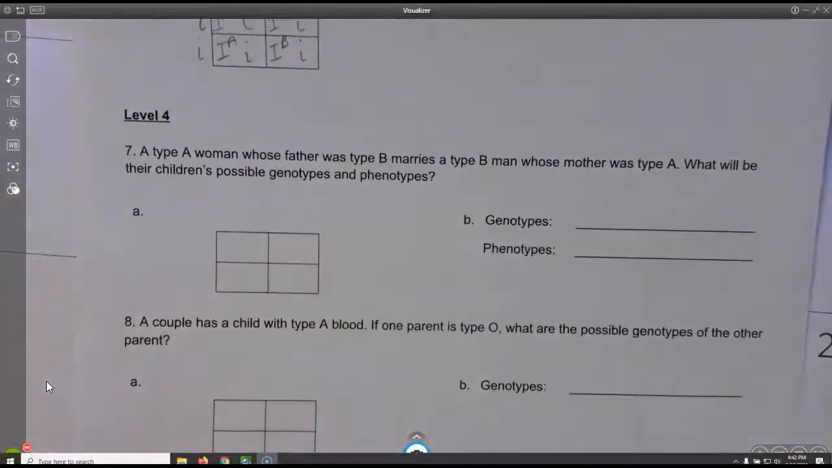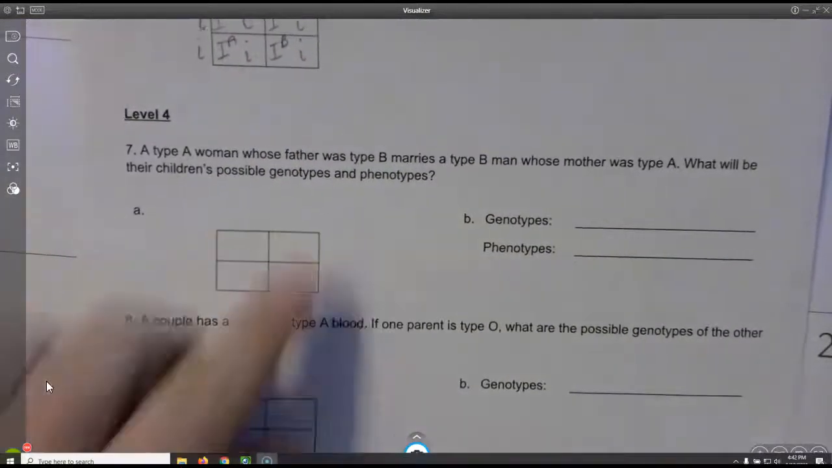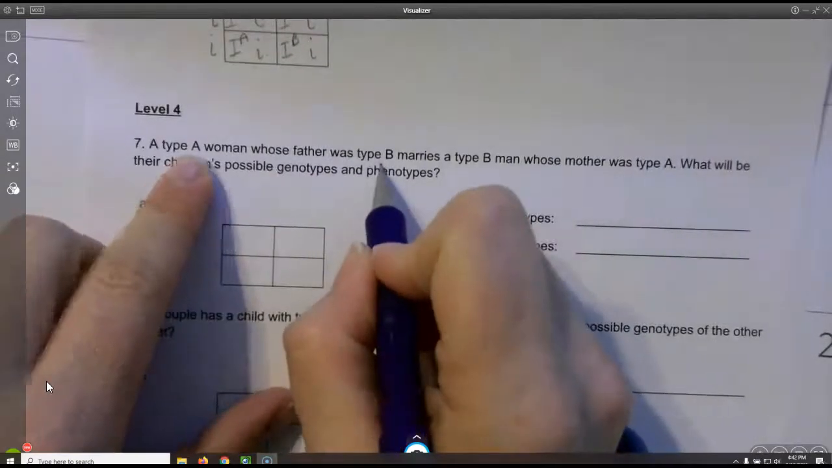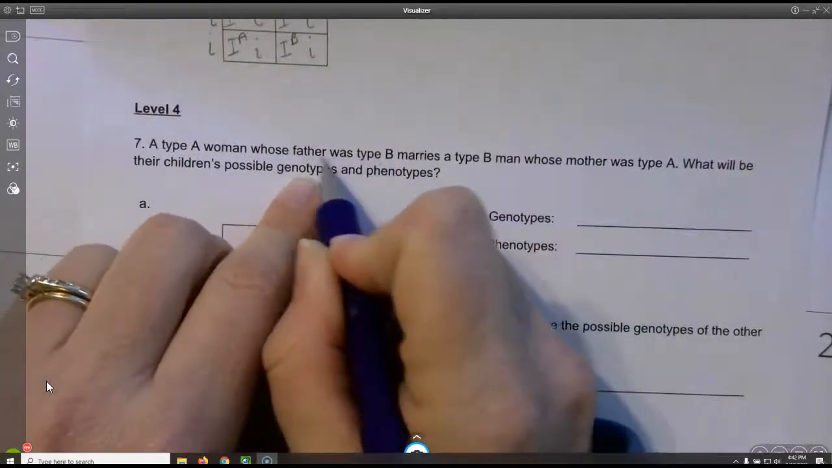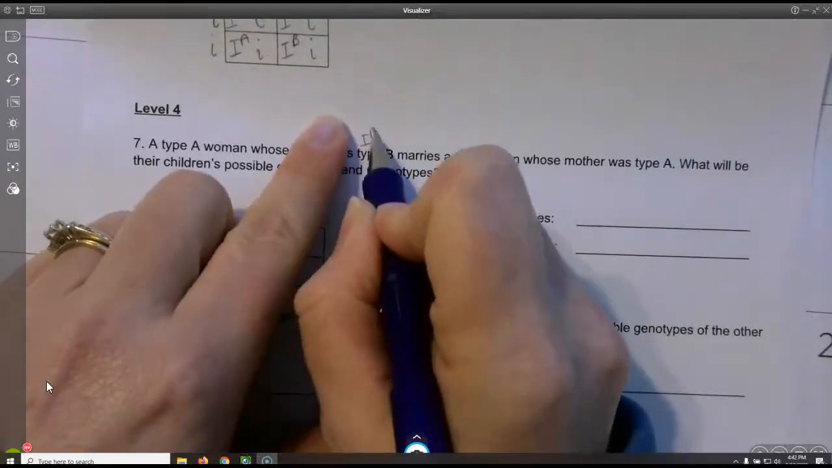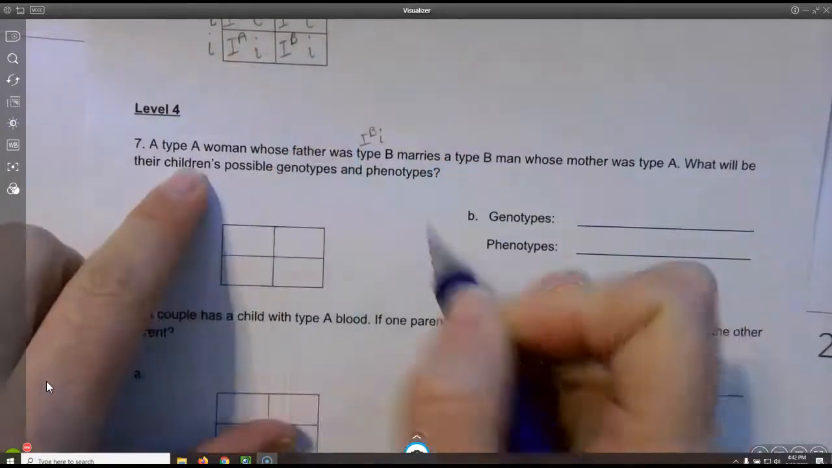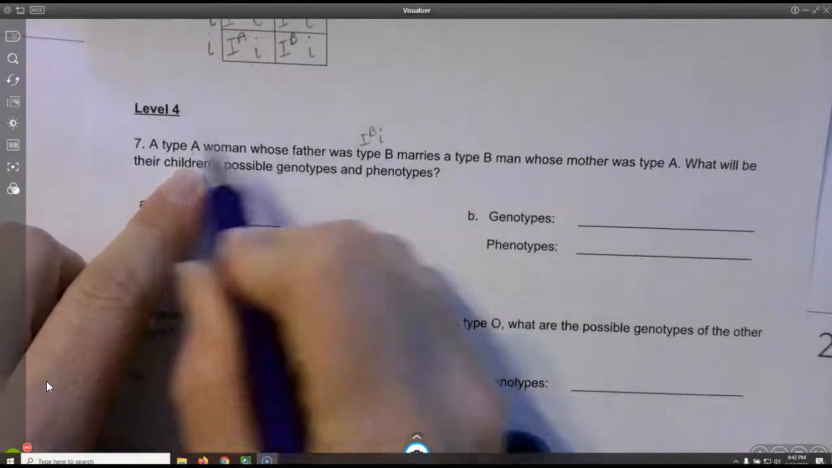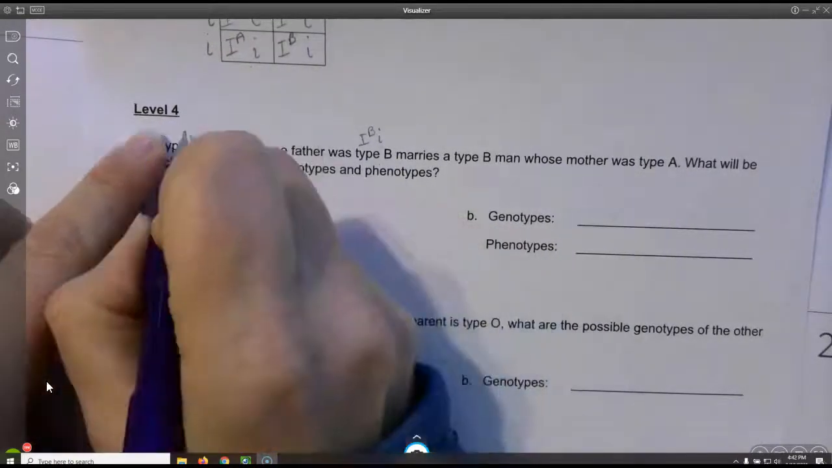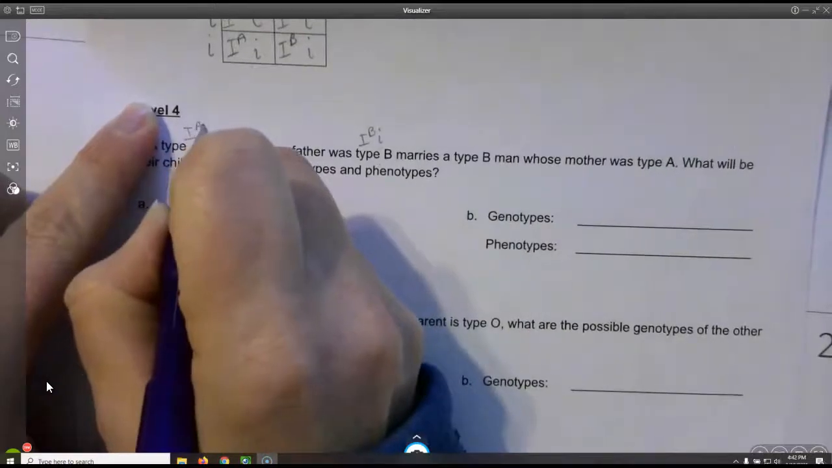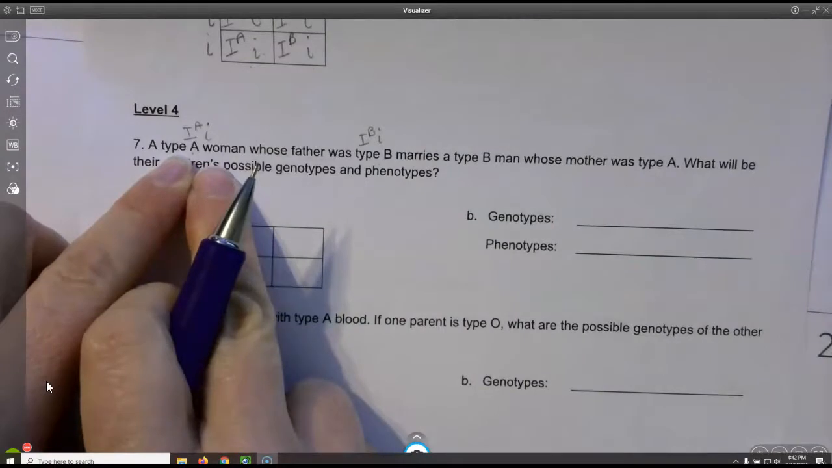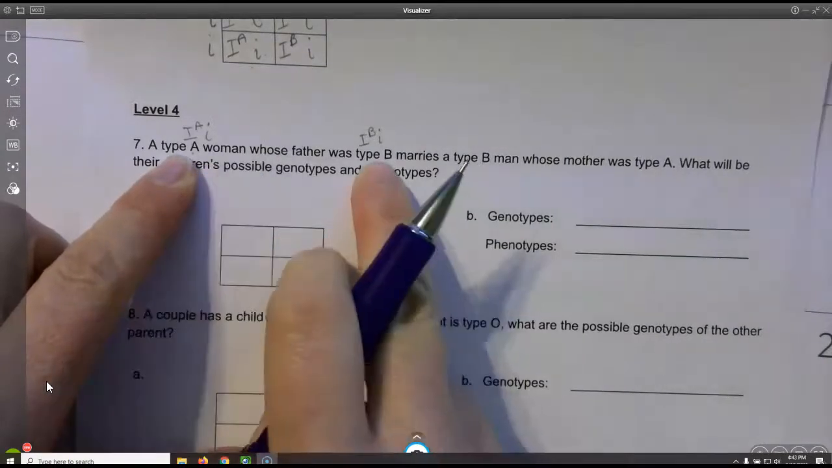So moving on to number 7. A type A woman whose father was type B. So if she's type A and dad was type B, he had to have been heterozygous. So he must be IB little i, which means she didn't get the B allele because she's type A. She must have gotten an O allele. So we go IA little i. So mom must have been A blood and given her the IA allele, and she got the O allele from dad.